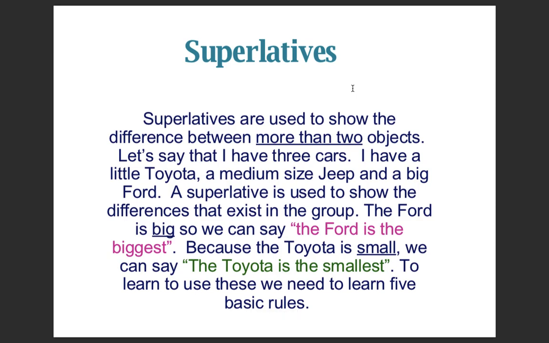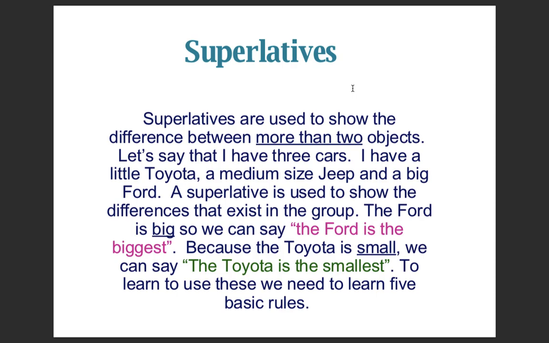Now let's go on to superlatives. Superlative is used when you want to show the difference between more than two objects. Just now we learned comparative, which means you want to know the difference between two objects. So if you want to know the difference between more than two objects, which can be 3 or 4 and above, then you use superlative.